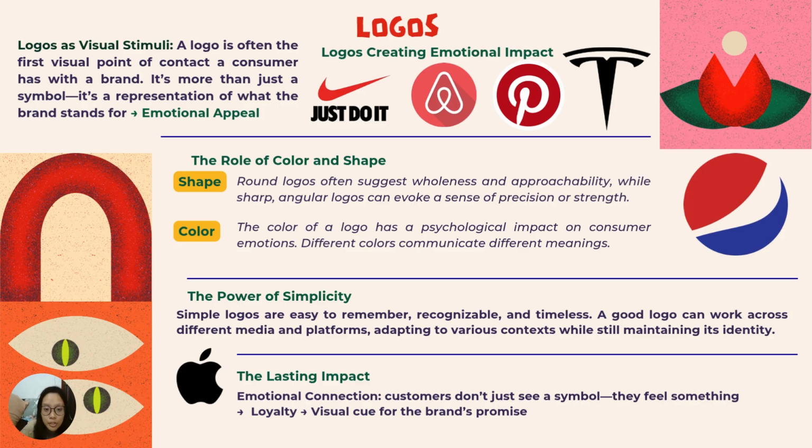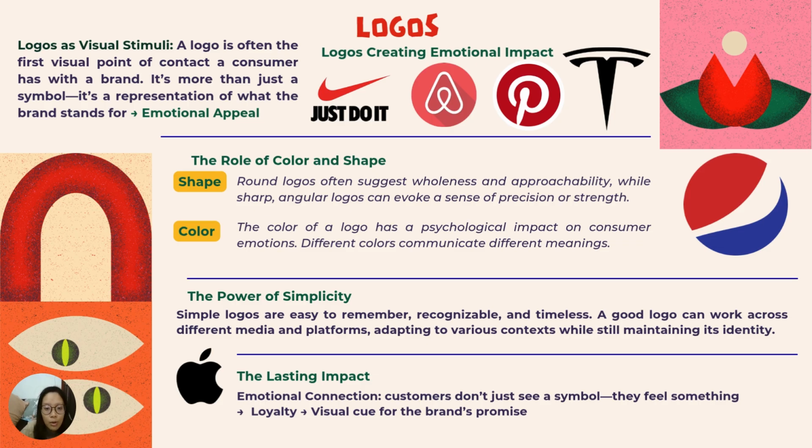Logos are not just about the symbol; their color and shape play a key role too in emotional responses. The shape of a logo can evoke specific emotion. For example, round logos often suggest wholeness and approachability, while sharp angular logos can evoke a sense of precision and strength. For example, the Pepsi round logo with a bold contrasting color makes the brand feel approachable, refreshing, and energetic.